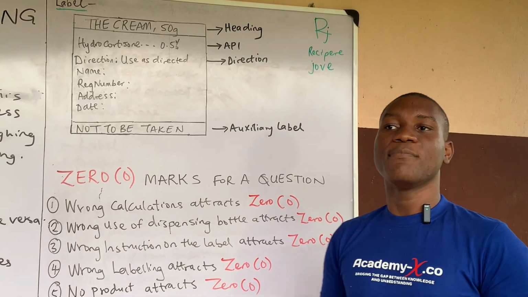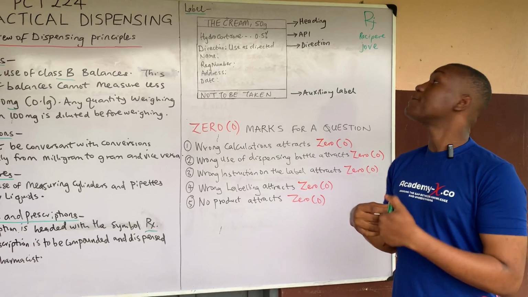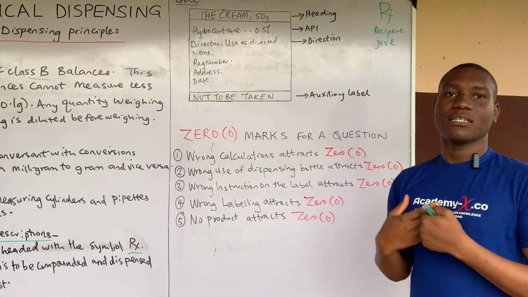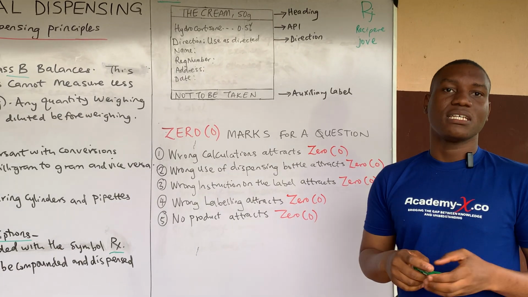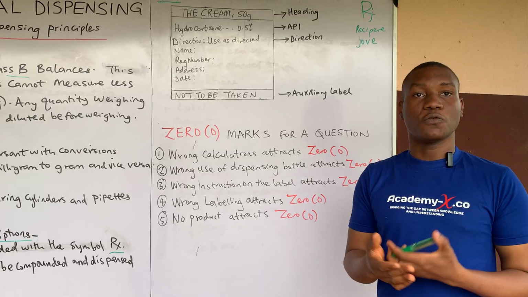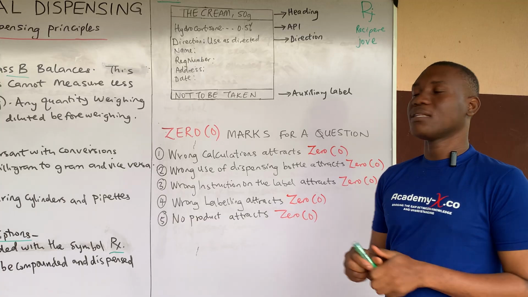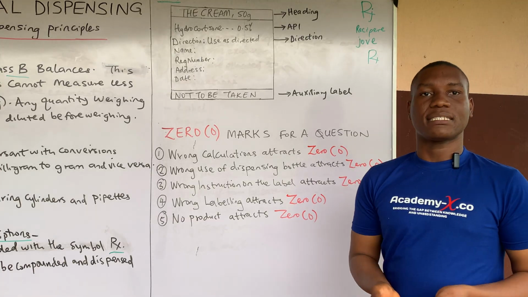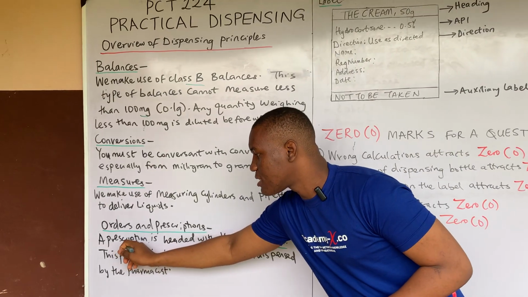Now, recipe means take down. Recipe means like I'm receiving something. Yes, so recipe is the Latin word for receive. Then Jove is a god, the Greek god of healing. So if we combine both of them, we get this symbol that we normally use in pharmacy practice. So this symbol is what heads the prescription.